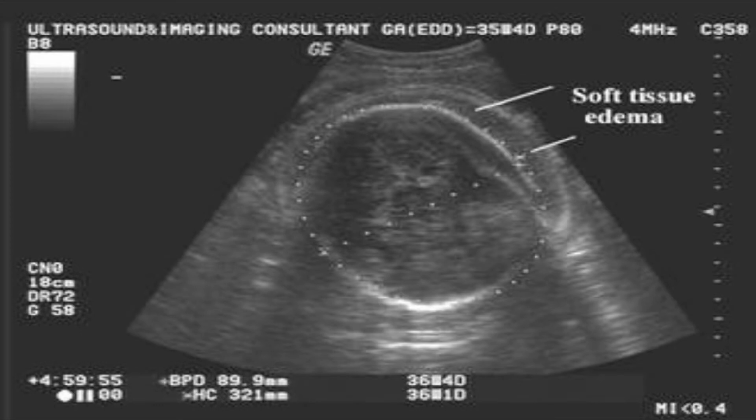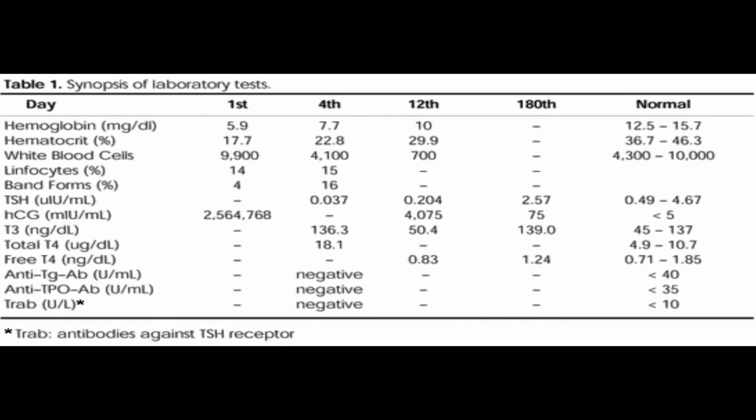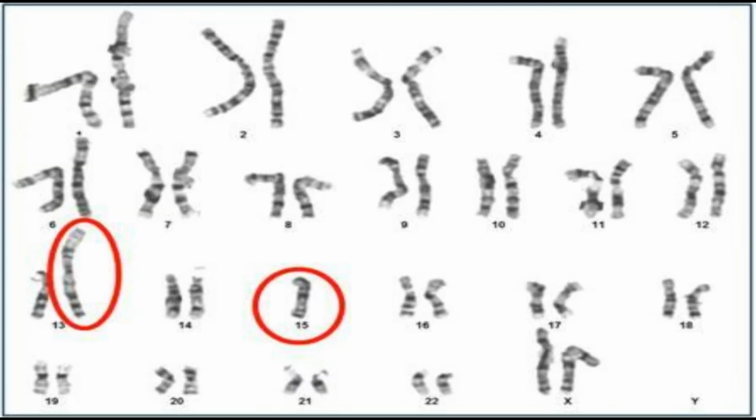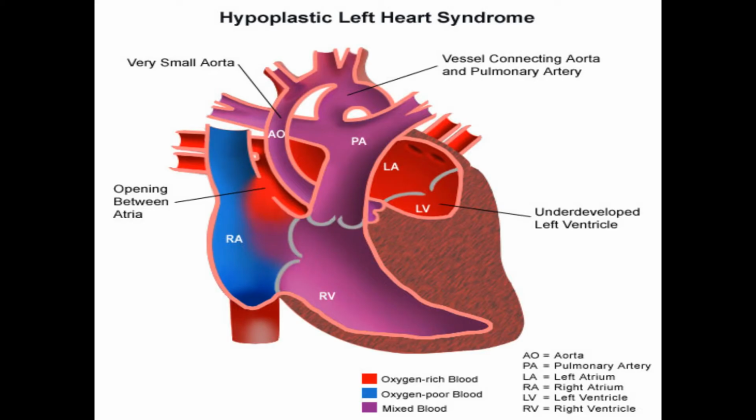Diagnosis. When Turner syndrome is diagnosed prenatally, the diagnosis is usually based on the findings of: first, fetal edema on ultrasonography. Second, abnormal levels of chorionic gonadotropin, conjugated estriol, and alpha fetoprotein on screening of maternal serum.